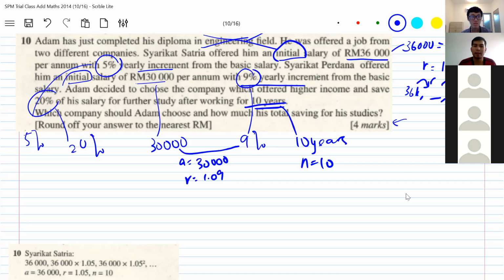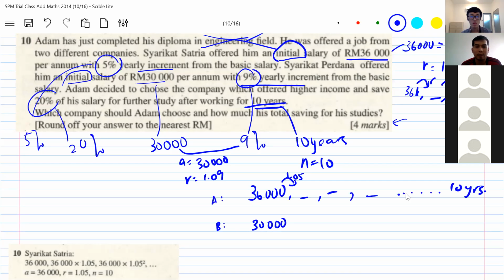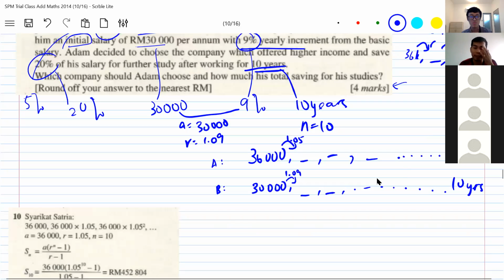You get a job that gives you 36,000 as your first pay and a 1.05 increment every year for 10 years. That's option A. Option B is 30,000 at first times 1.09 and so on for 10 years. Which one pays more? So you want to get the sum, right?